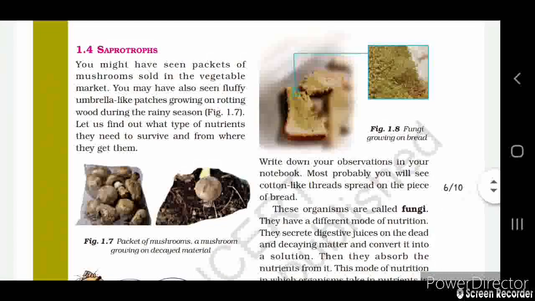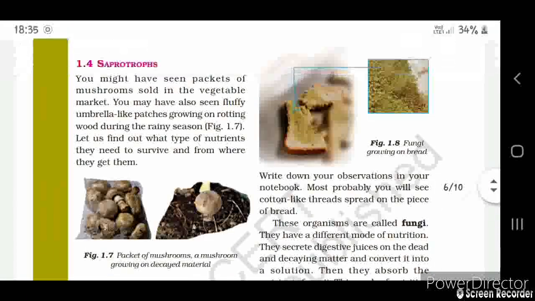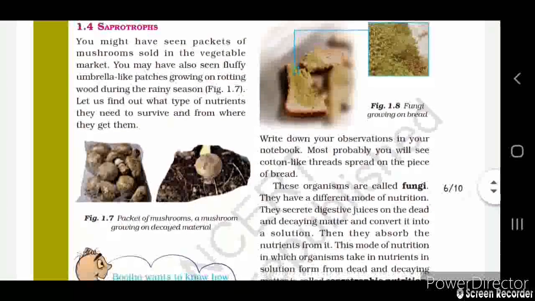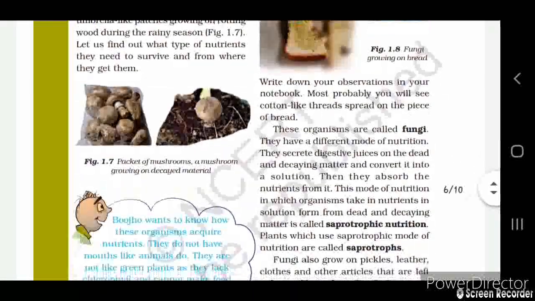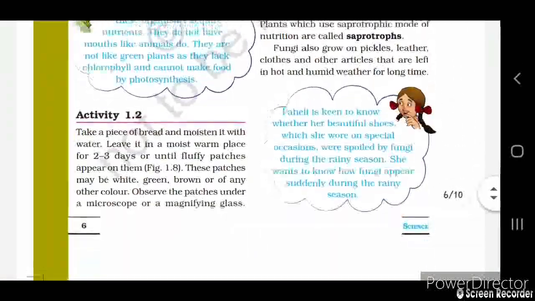So next is saprotrophs. You might have seen some packets of mushrooms that are sold in the vegetable market. You may have also seen fluffy umbrella-like patches growing on rotting wood during the rainy season. So let us find out what type of nutrients they need to survive and from where they get them to grow.